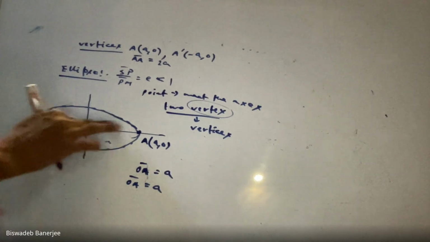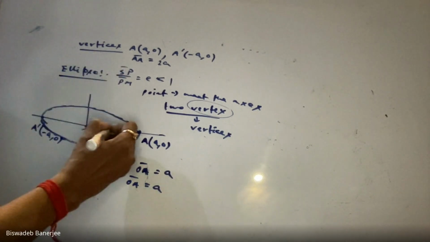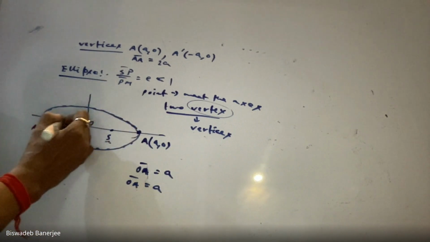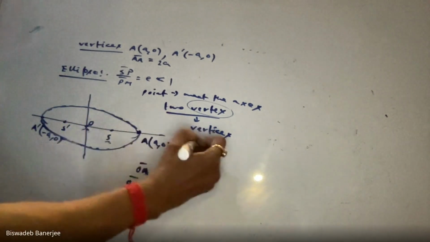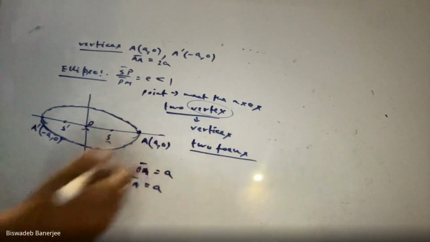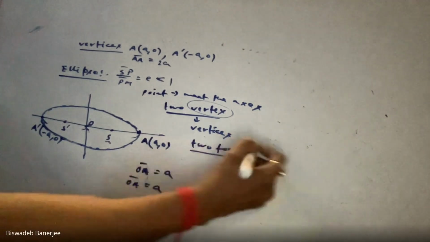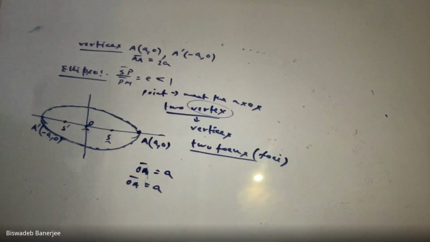Now, focus. There is the focus S. See that the ellipse has two foci. The ellipse has two different foci. One focus is my S and another focus is my S dash. So two focus as a whole is said to be foci.